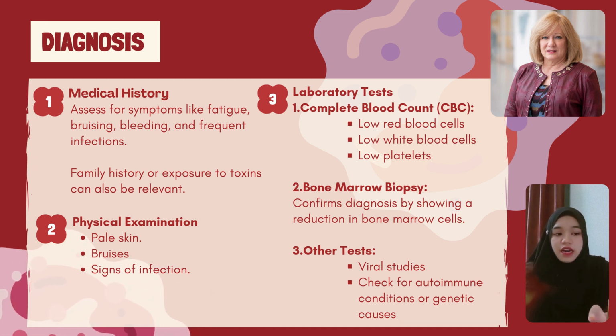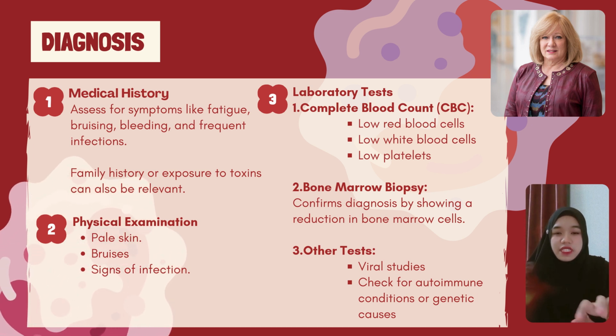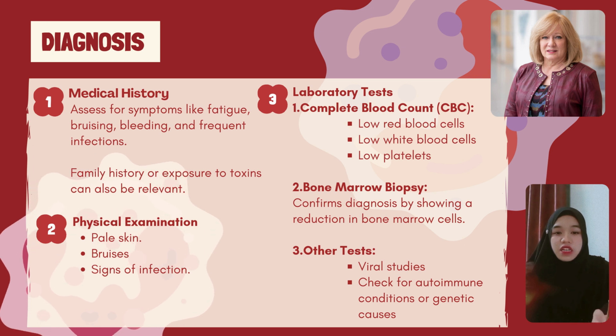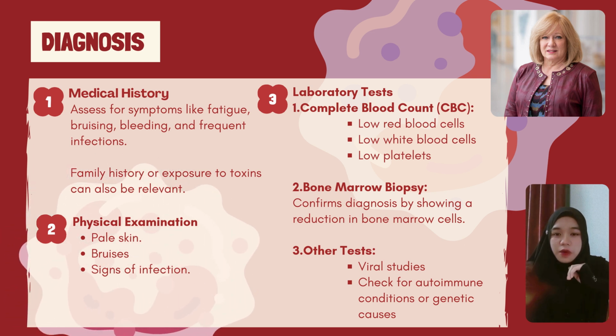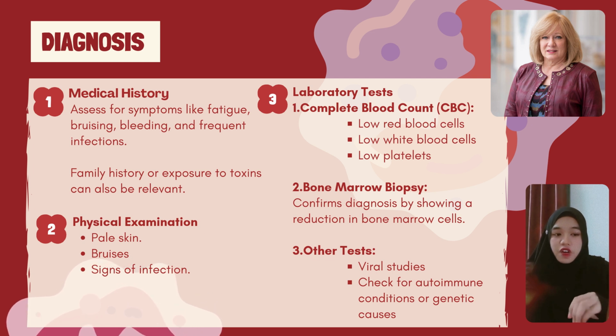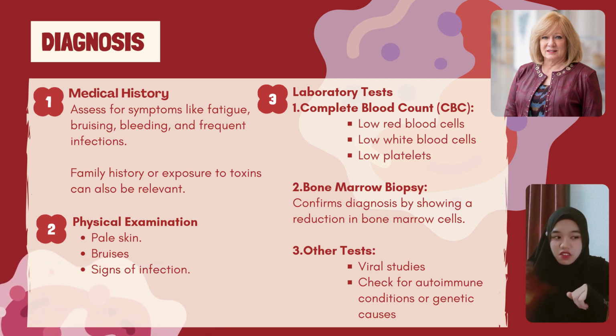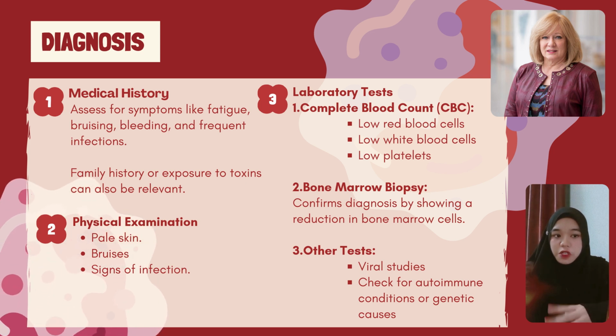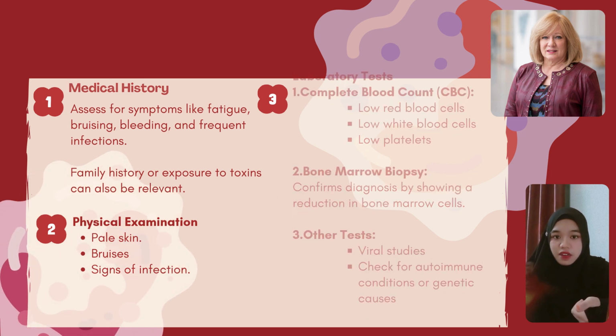Secondly, a bone marrow biopsy. This confirmed the diagnosis by showing a reduction in bone marrow activity. Finally, additional tests such as viral studies and also screening for autoimmune or genetic causes were performed to rule out other conditions that could mimic aplastic anemia.